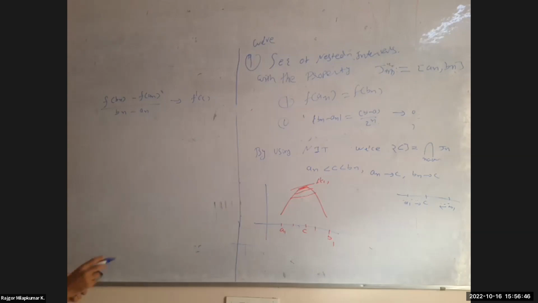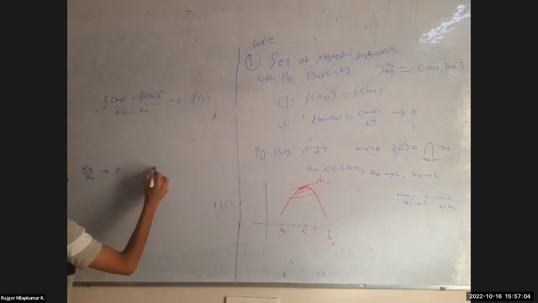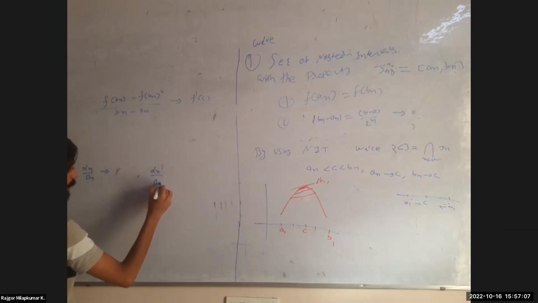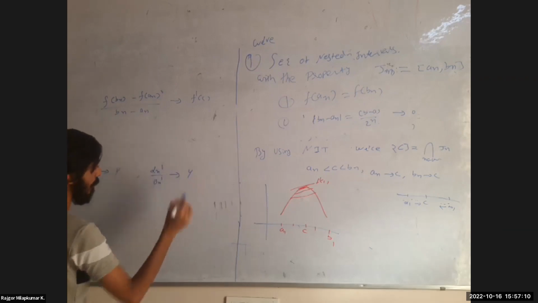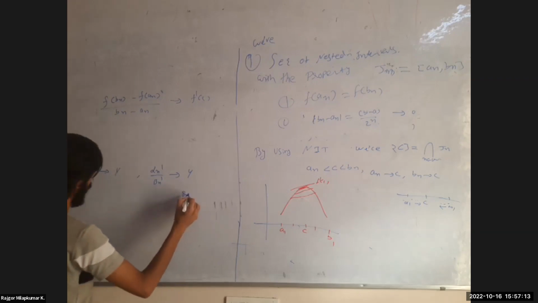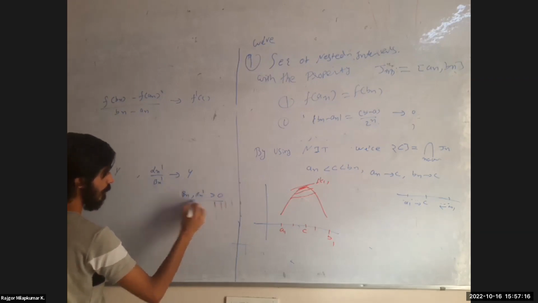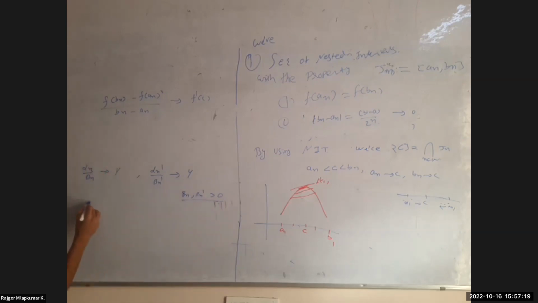For this, it is very easy to prove that suppose you have a sequence alpha n by beta n that converges to some number gamma, and you have another sequence alpha n dash by beta n dash that converges to gamma, and also beta n and beta n dash are positive. Then (alpha n plus alpha n dash) upon (beta n plus beta n dash) will also converge to gamma.